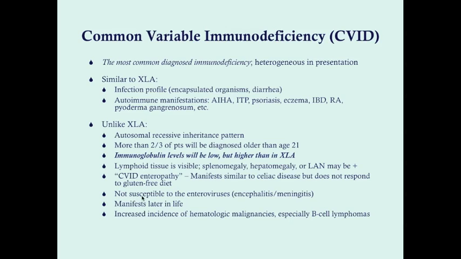Next, they're not susceptible to the enteroviruses as far as that meningoencephalitis issue goes. And then this also manifests later in life, and there's an increase, and this is important too because this is a common cause of death in these patients: increased incidence of hematologic malignancies, especially the B-cell lymphomas.